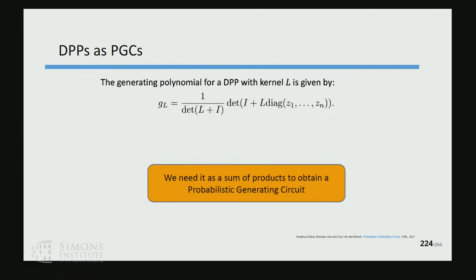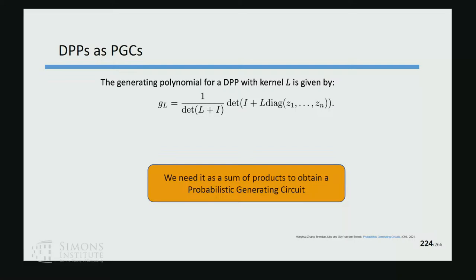Okay, so back to our problem of determinantal point processes. Because generating functions are so well studied in theory, we know exactly what the generating polynomial for a determinantal point process is. It's this one here. So this is the expression. It's telling you build a diagonal matrix of these z variables that are part of my polynomial, multiply by this L ensemble, this matrix of parameters, add I, determinant, okay.